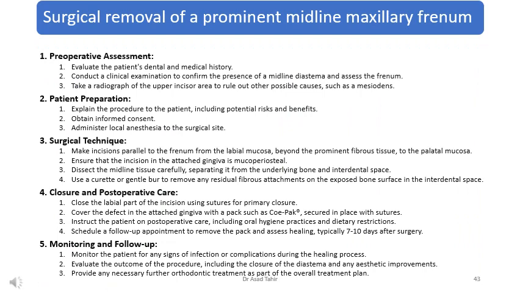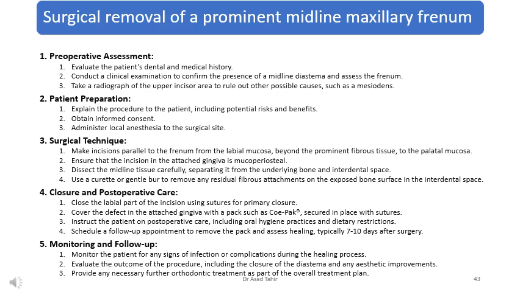To perform the surgical removal of a prominent midline maxillary frenum, follow these steps. Preoperative assessment. Evaluate the patient's dental and medical history. Conduct a clinical examination to confirm the presence of a midline diastema and assess the frenum. Take a radiograph of the upper area to rule out other possible causes, such as a mesiodens. Patient preparation. Explain the procedure to the patient, including potential risks and benefits. Obtain informed consent. Administer local anesthesia to the surgical site.